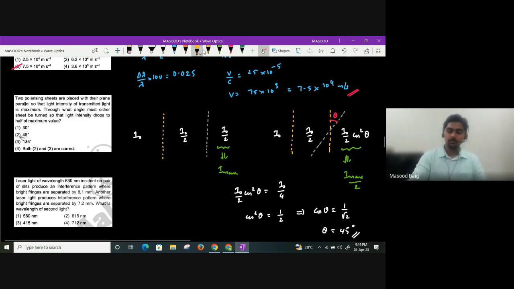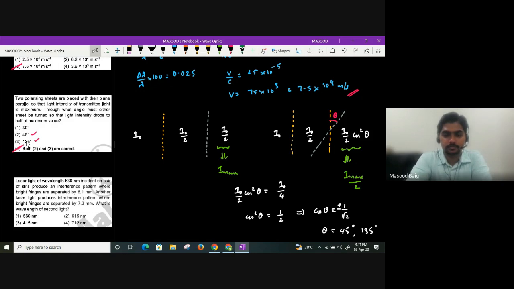Why? Because cos theta can either be plus 1 by root 2 or minus 1 by root 2. So I'll get 45 degrees and 135 degrees. Both will be correct again. Clear, all of you? Plus 1 by root 2, 45. Minus 1 by root 2, 135. Okay. Is that clear?